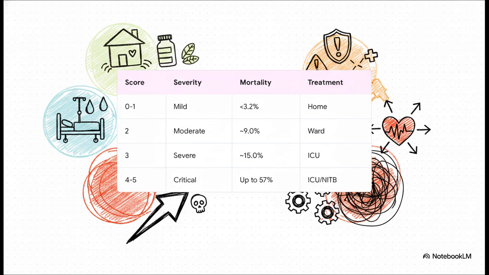But with a score of 3, 4, or 5, mortality risk absolutely skyrockets, potentially reaching 57%. These patients need immediate broad-spectrum IV antibiotics and multidisciplinary intervention right in the ICU. The score literally dictates the survival strategy.